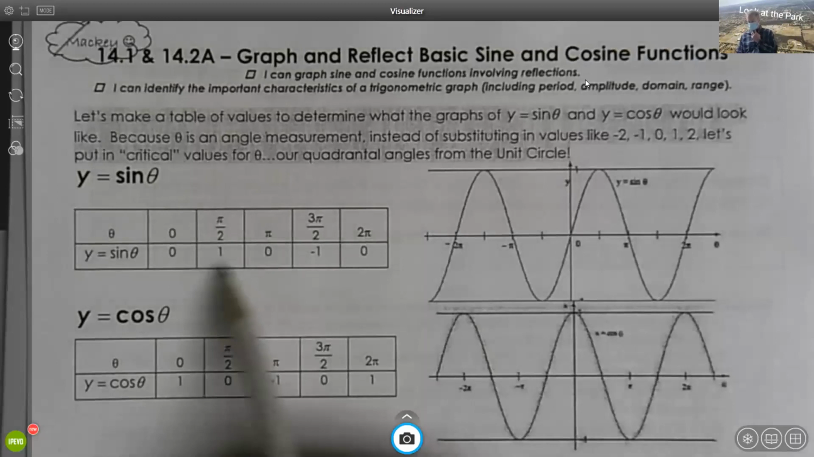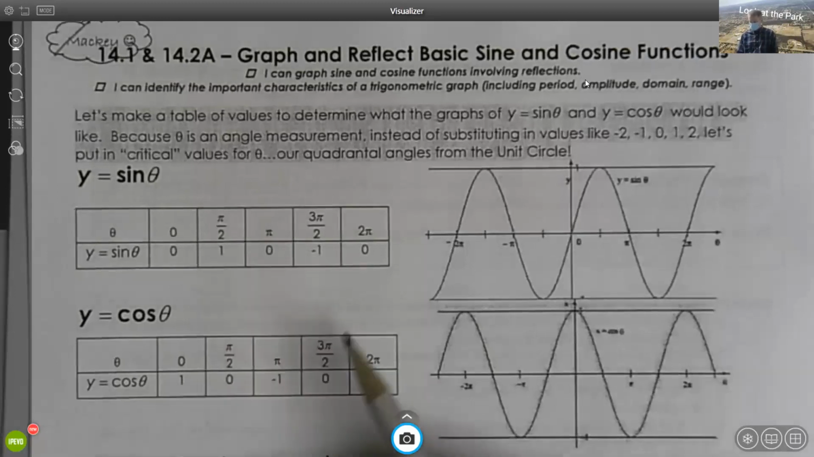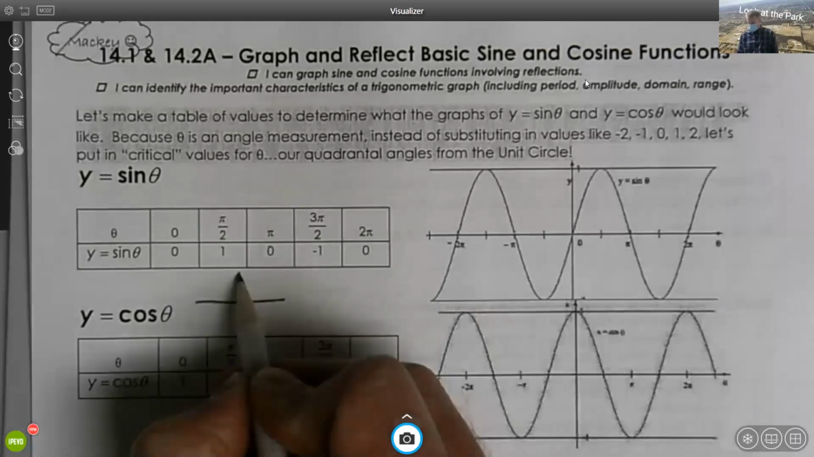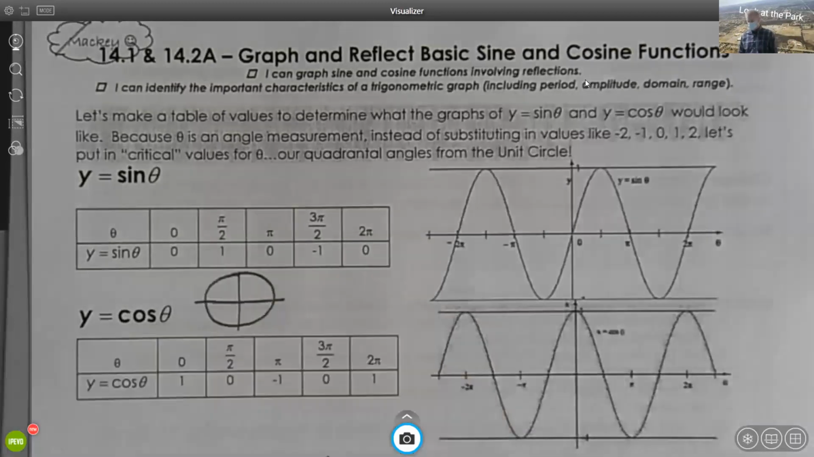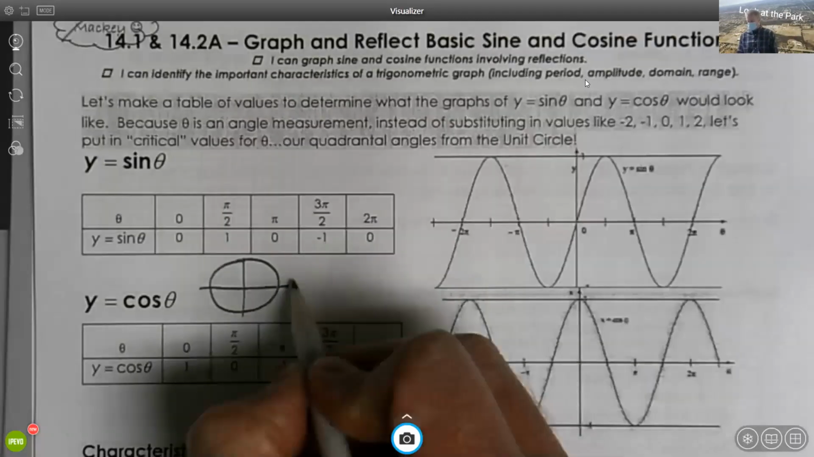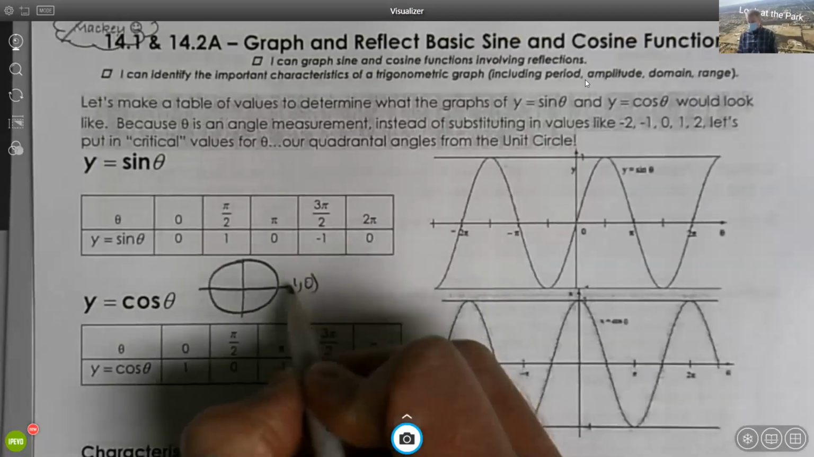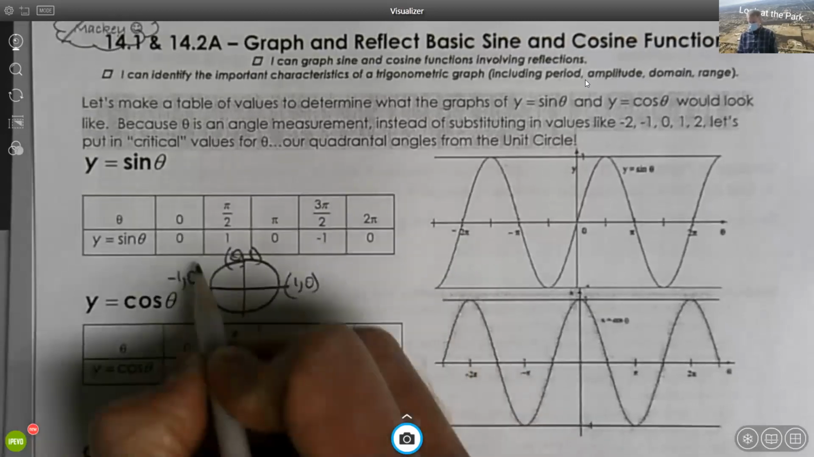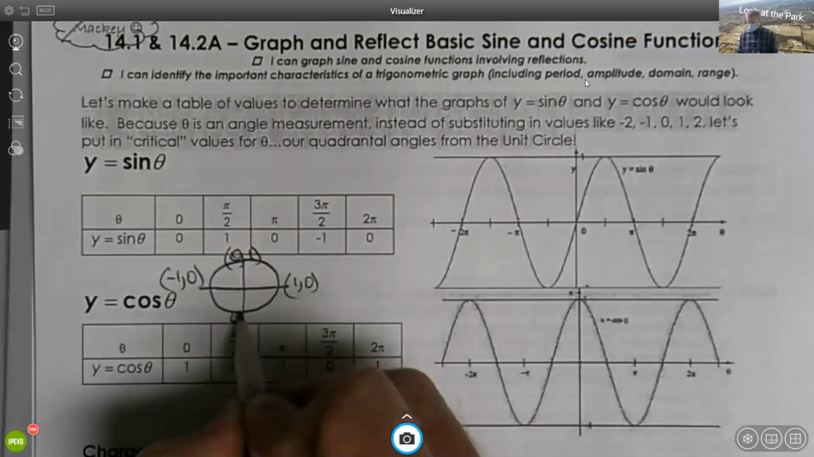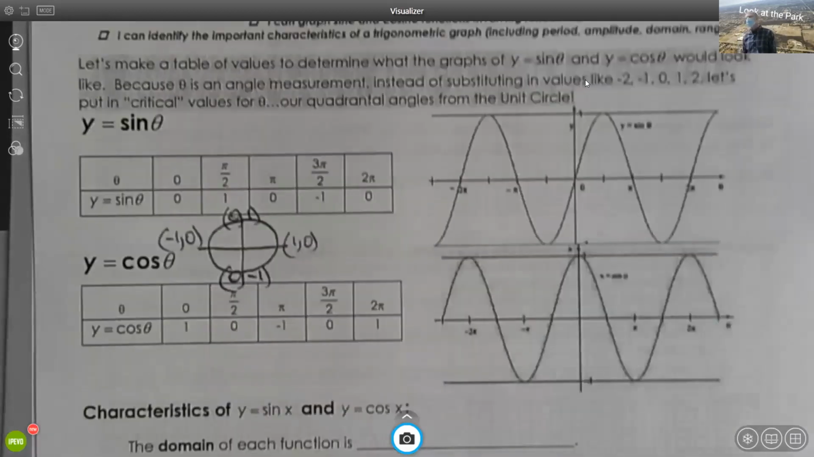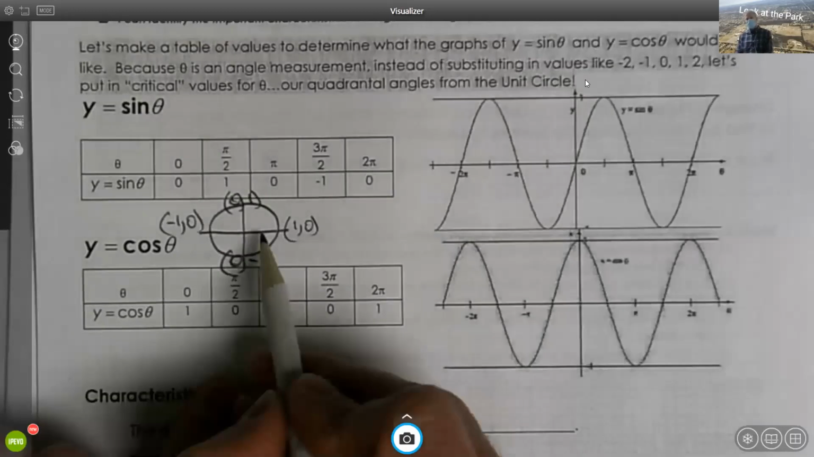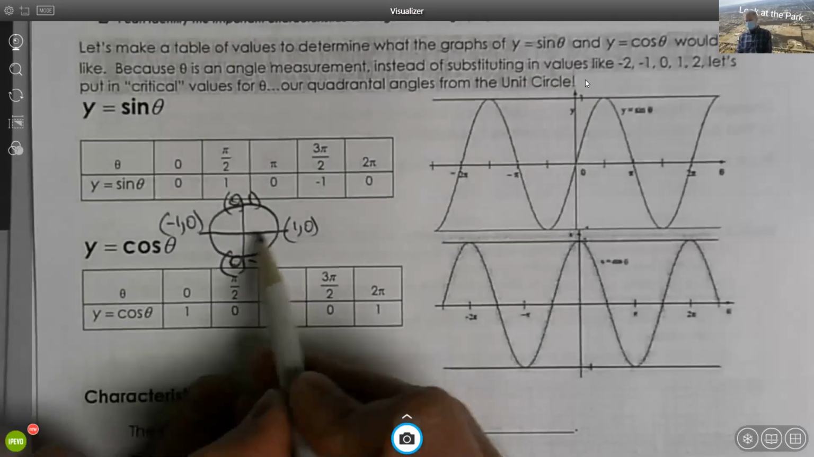Here's your parent function, the sine graph. You can look here at a basic unit circle where we talk about the coordinates as (1, 0), (0, 1), (-1, 0), (0, -1). Those are the main coordinates that we need to know for graphing the sine and cosine graphs. At 0 degrees, 0 is straight to the right.